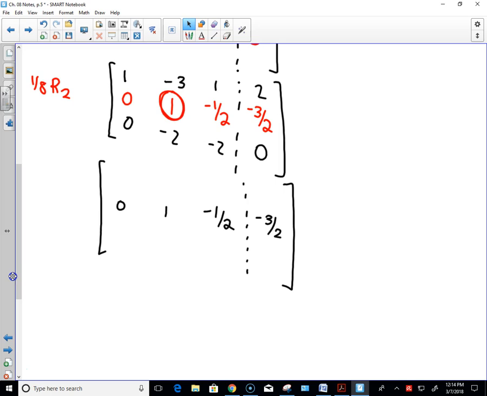Plus row 1. Does that make sense? Now see what happens when you do that. And you can write it out again, totally fine.